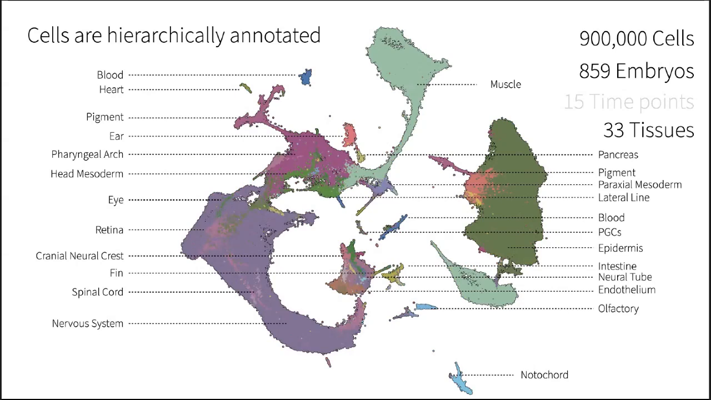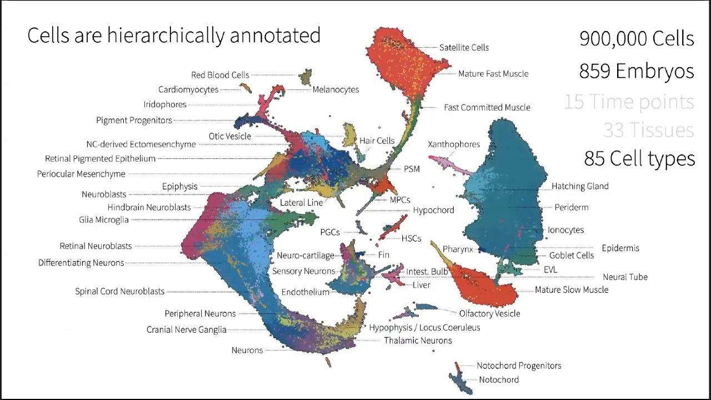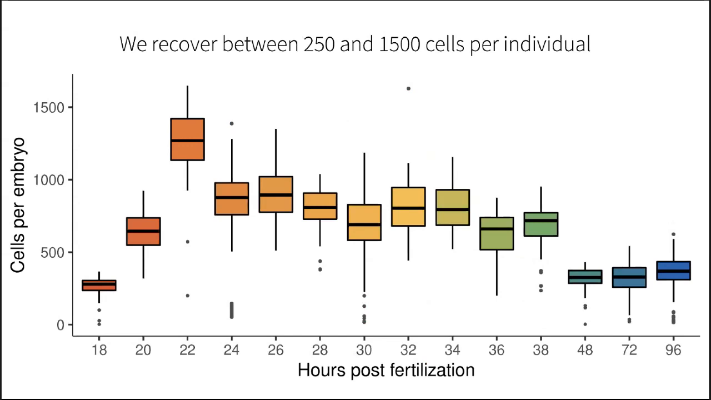We can tell based on looking at marker genes which tissues are represented, and we can see that the cells come from 33 different tissues and are one of 85 major cell types. So up until this point, this looks like a usual cell atlas, but the distinguishing feature is that we know which embryo each cell came from.